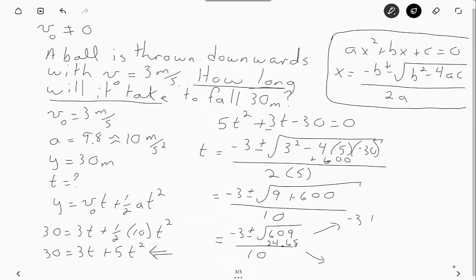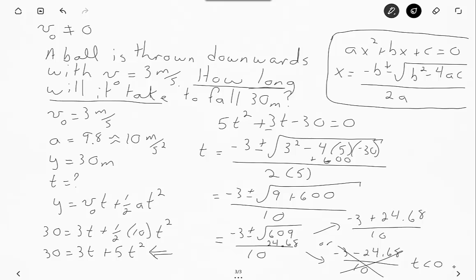I have negative 3 plus 24.68 over 10, or I have negative 3 minus 24.68 over 10. This bottom one cannot possibly be the answer because it gives us a t less than 0, and that's not possible. So we know automatically we can get rid of that one. When we get rid of that one and we solve for the top one, what we end up with is 2.17. So in 2.17 seconds, this ball will hit the ground.